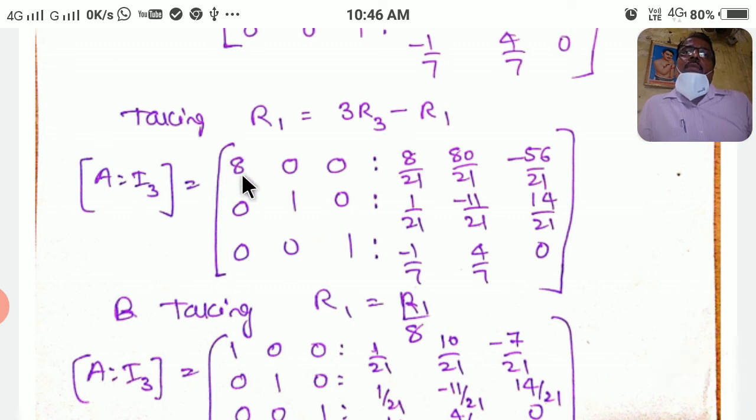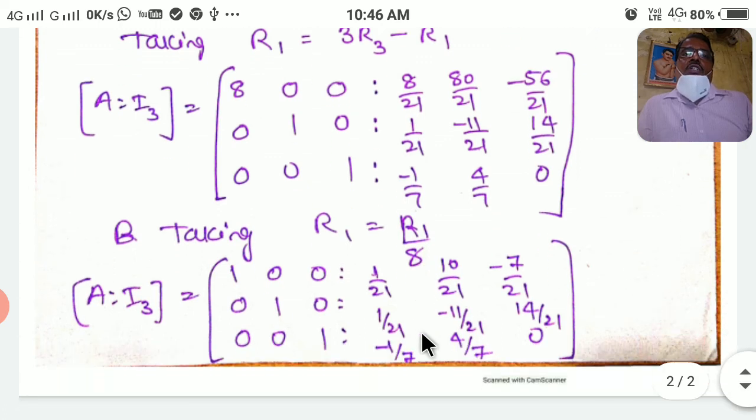Now to make this first element 1, taking R1 is equal to R1 by 8. So that this gives A I3 is equal to 1 0 0, 0 1 0, 0 0 1. Here also we take this R1 by 8, which gives 1 by 21, 10 by 21, minus 7 by 21. Then the remaining elements as it is, 1 by 21, minus 11 by 21, 14 by 21, 1 by 7, minus 1 by 7, 4 by 7, that is 0. Okay. So like this we bring this in this form, and at the last we get this, which is the inverse of the given matrix. This is the inverse of the given matrix.